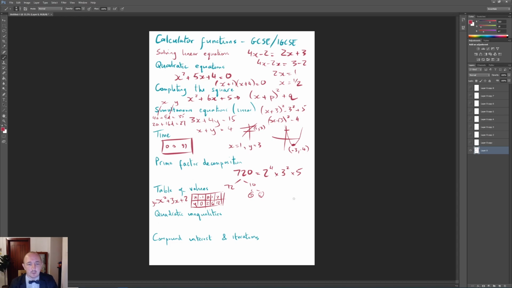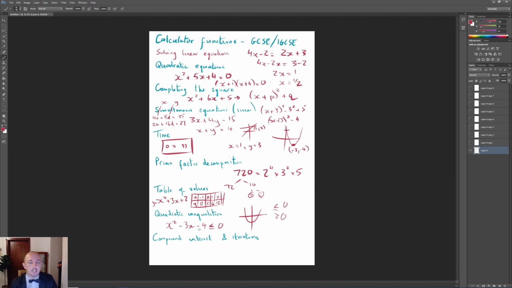Okay, quadratic inequalities. So this is when you have a quadratic graph and it wants to know when it's less than or equal to 0, or where on the graph is it greater than or equal to 0, like that. So let's choose x squared minus 3x minus 4, like that. So we want to know when that's less than or equal to 0.